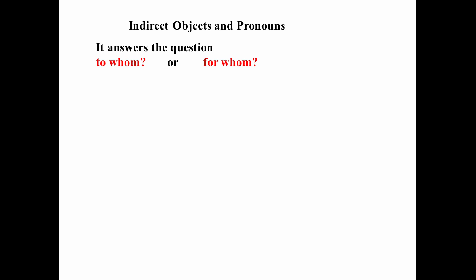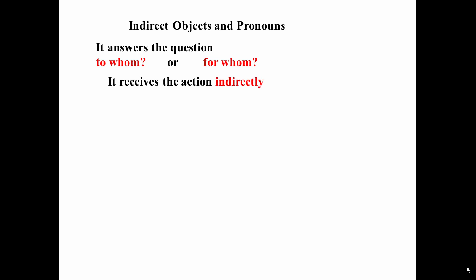First of all, it answers the question to whom or for whom. If you remember direct objects and direct object pronouns, it answers what question? The question would be what or whom. This one is to whom or for whom, so we know the indirect object is always a person.